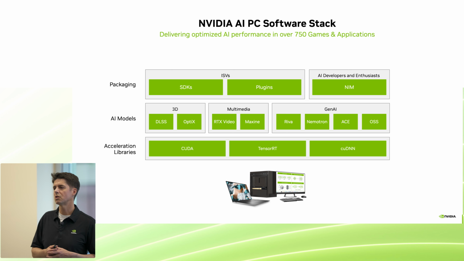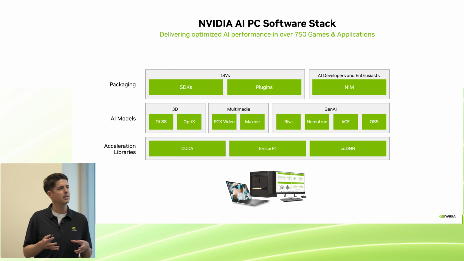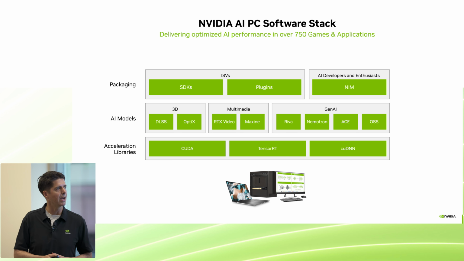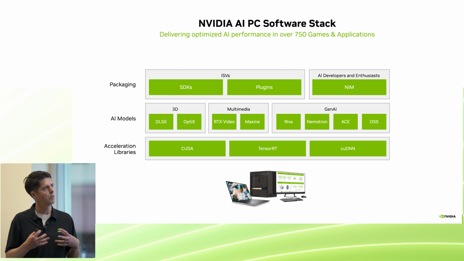RTX Video is used for streaming video to improve the quality of the video. Maxine is used in multimedia applications as well as augmented reality. Riva is used for audio streams, so processing voice, processing audio, and generating audio.